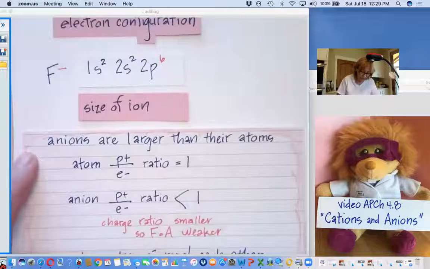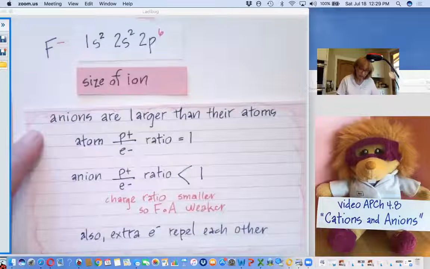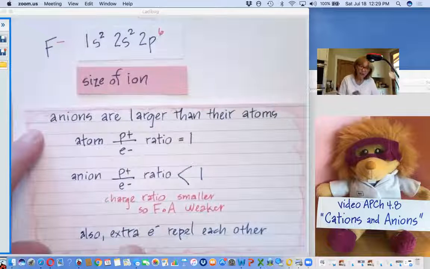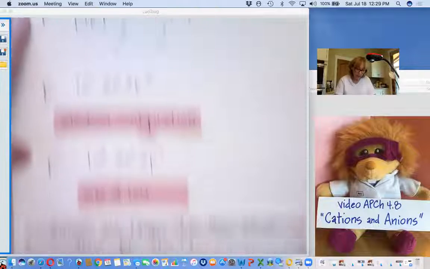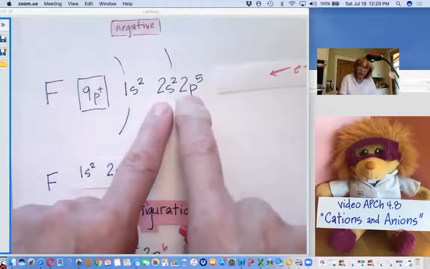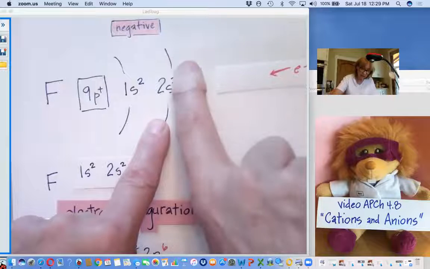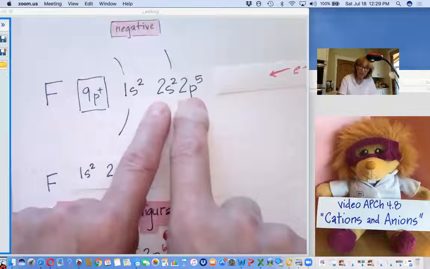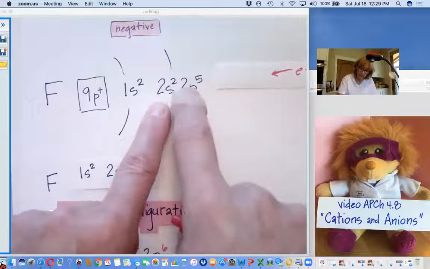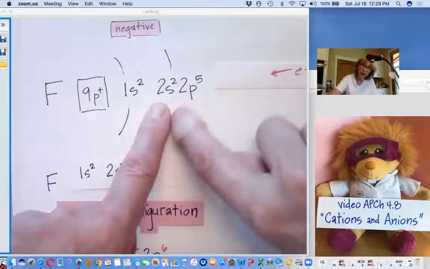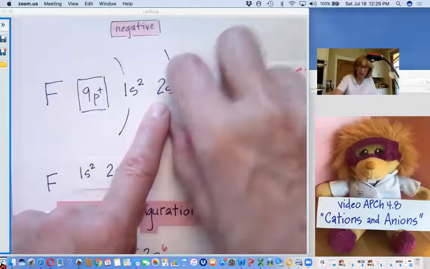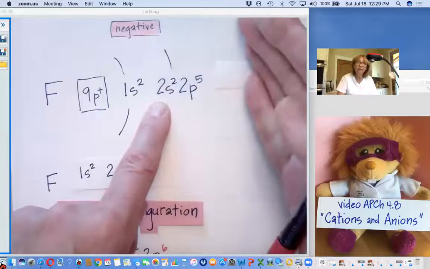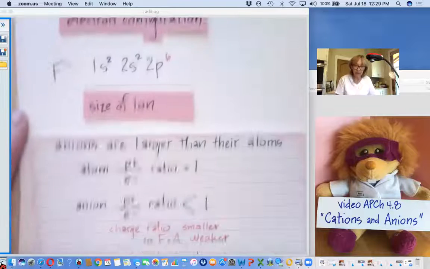There's one more thing at play here. When you add extra electrons to that same energy level, there's extra crowding, and they're going to repel each other. So back up here, we had 7 electrons in this second energy level. And if we increase that from 7 to 8, the addition of another electron to that same occupied energy level gives some extra repulsion, and things just kind of swell out farther from the nucleus.